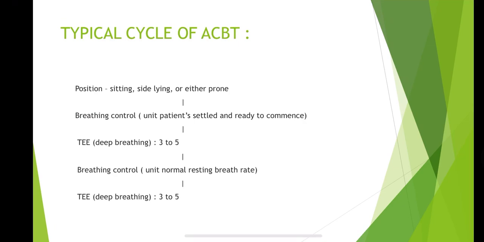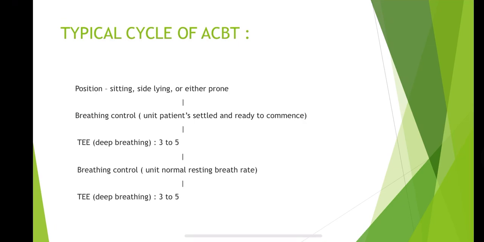First we have to see the position of the patient. The position is either sitting, side-lying or prone. It starts with breathing control, also called relaxed breathing. Then after that comes the deep breathing exercise, the thoracic expansion exercise phase. 3 to 5 times we take a deep breath through our nose.